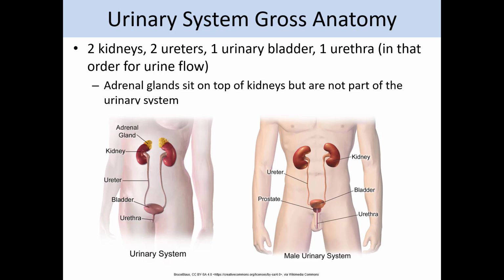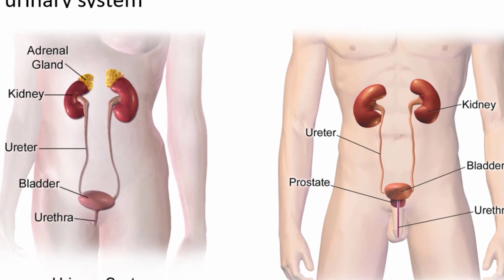In this unit, we're going to look at the urinary system. In terms of anatomy of the urinary system, there are two kidneys, and each kidney has a tube coming off of it called a ureter. And the ureter leads to the bottom part of the bladder.